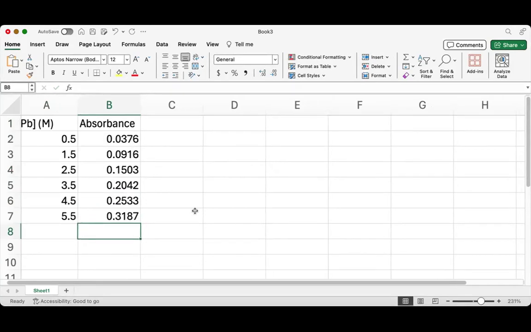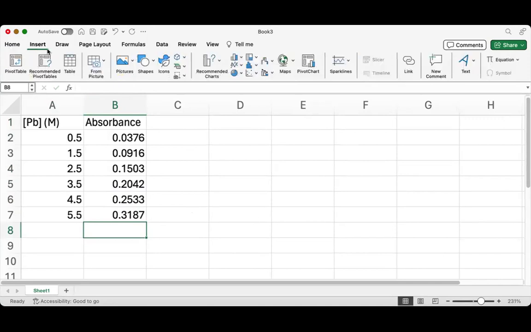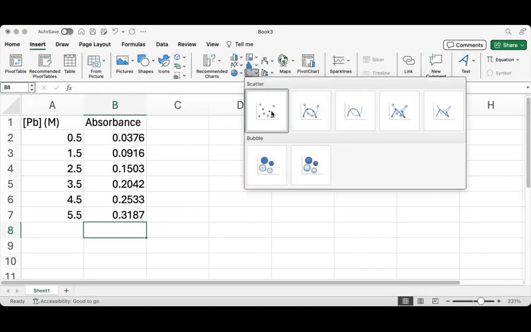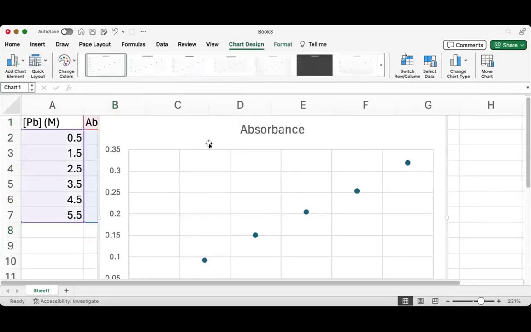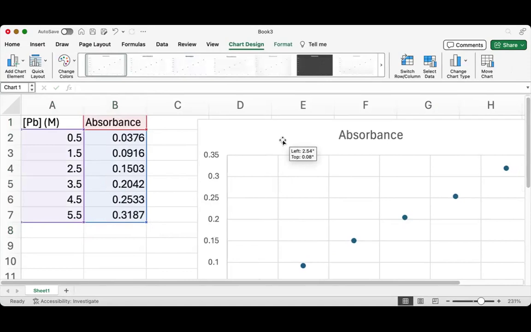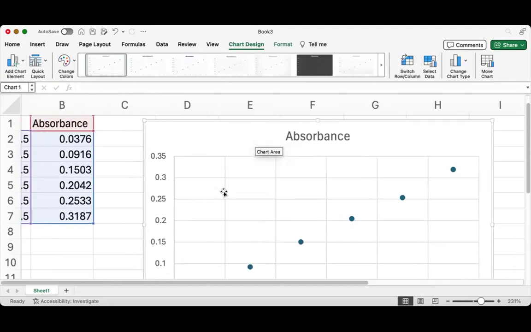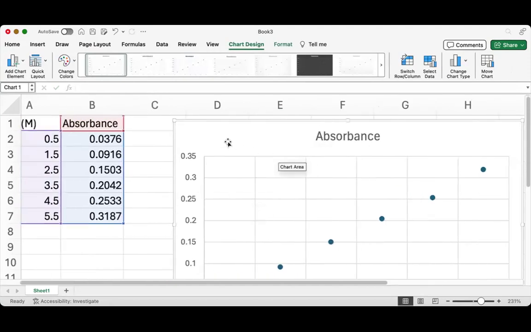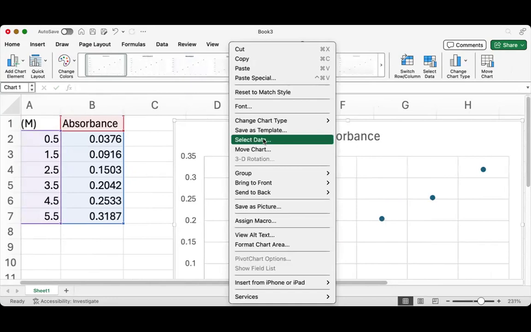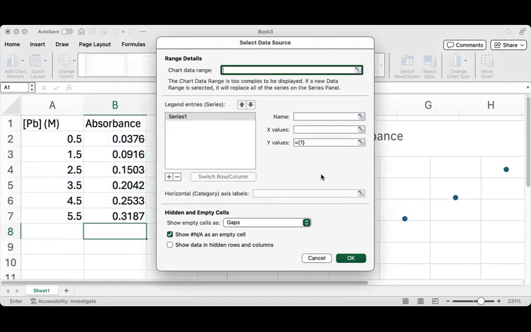Once I have this data, I'm going to want to make my calibration curve graph. So I will insert a scatter plot. It might automatically select the correct data. It might not. It did in this case. If it doesn't, or if it just puts a blank screen, you'll right click on the graph and click select data. You'll remove anything in this box by hitting the minus and add a new blank one.